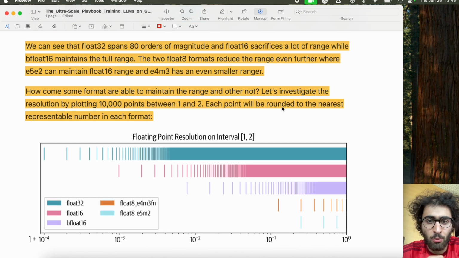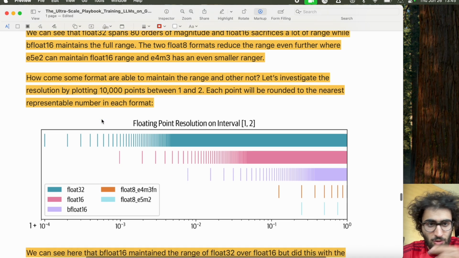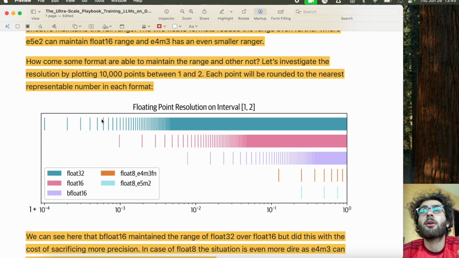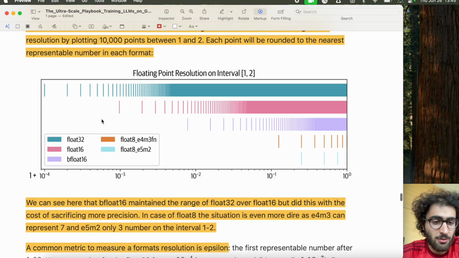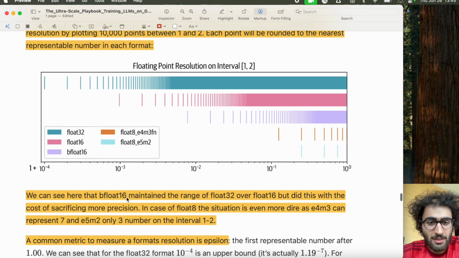And yeah, each point is rounded to the nearest representable number because there are only 10,000 points, and there are an infinite number of numbers within the range 1 to 2. We can see here that bfloat16 maintained the range of float32 above, but did this at the cost of sacrificing more precision. If we look at float16 and float32, they have the same amount of precision. It's just that because of the different exponent for float32, it's essentially scaled to a larger extent.